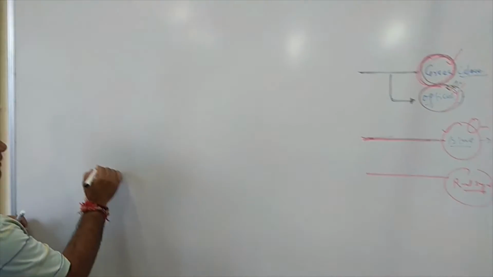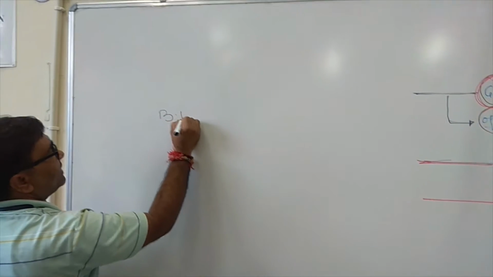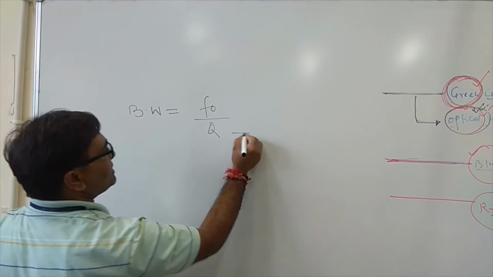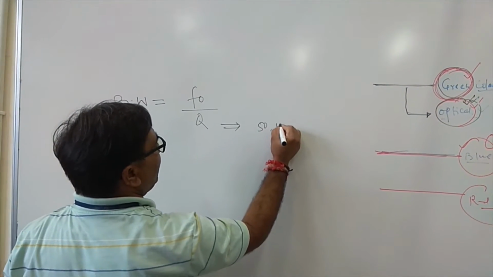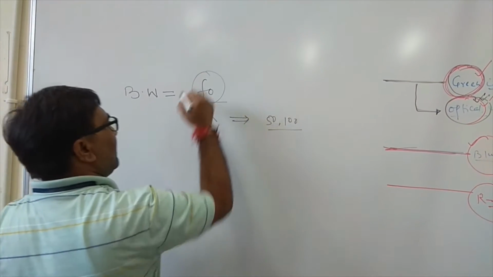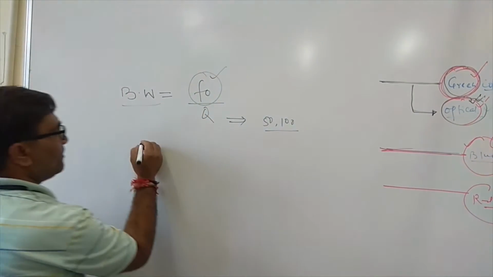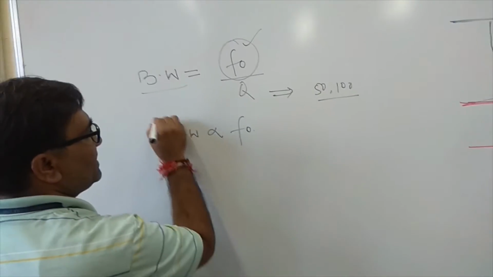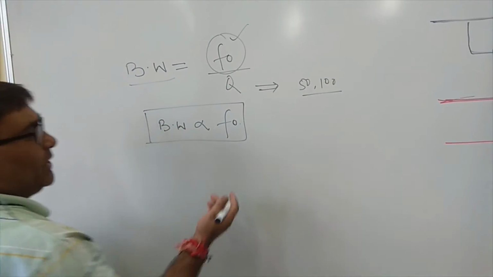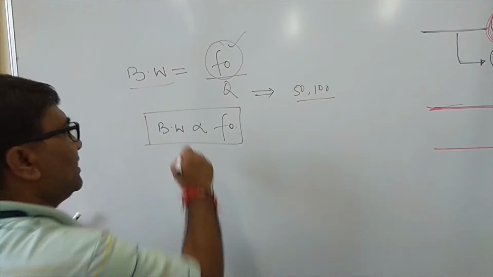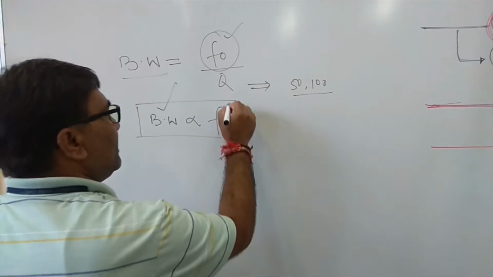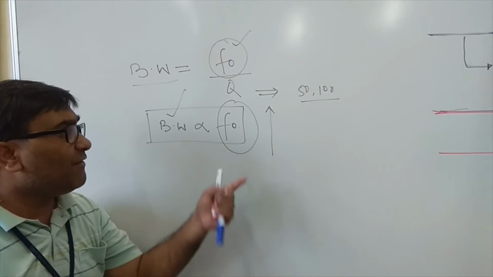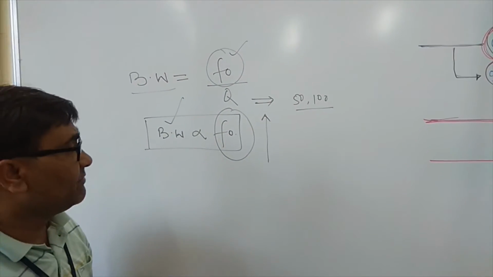So you know one formula: bandwidth is equal to operating frequency by Q, and Q we will take as 50 or 100, but it depends on frequency, right? So the concept is bandwidth is proportional to frequency. In optical fiber, the bandwidth is very large, so a larger frequency will be supported, right? Very large bandwidth.